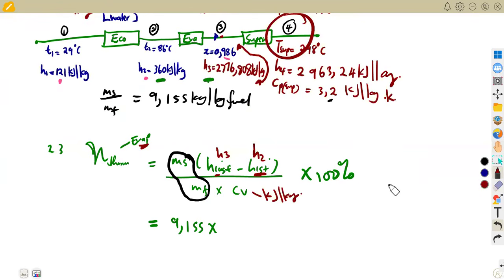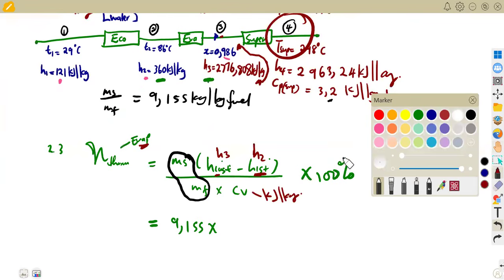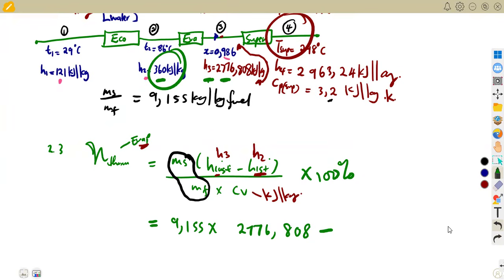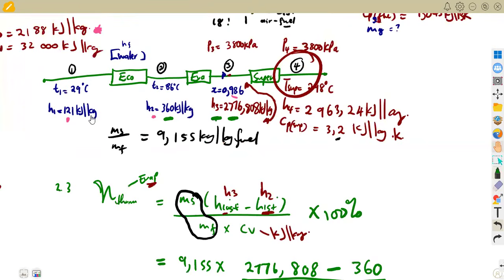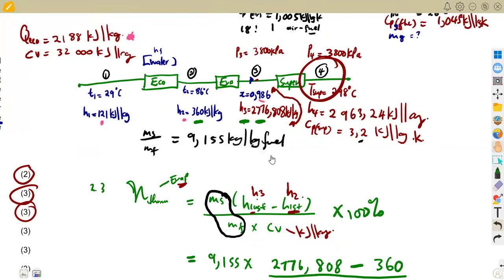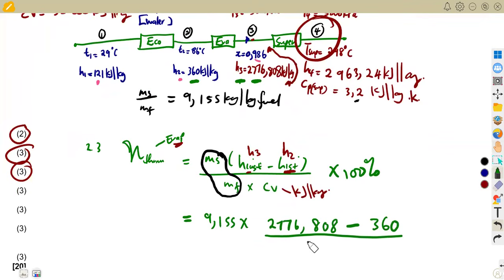So like I said before, here the mass of steam over the mass of fuel is substituted. We need H3, and we calculated our H3. We got 2776.808 minus H2, which is 360, over the calorific value, which is supposed to be in kilojoules per kilogram. That's why I said whenever you're taking this, make sure you also consider the units. So that gave us 32,000 in kilojoules.